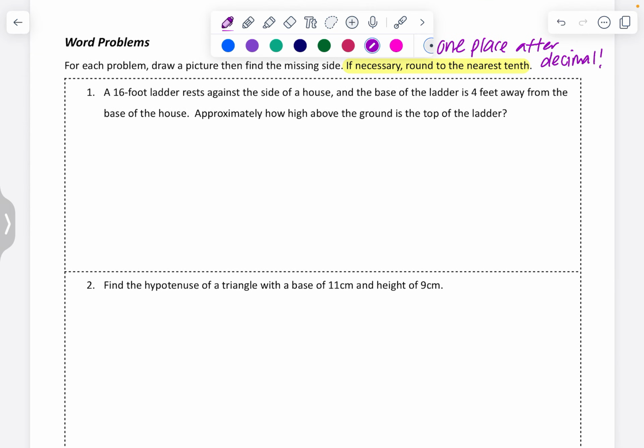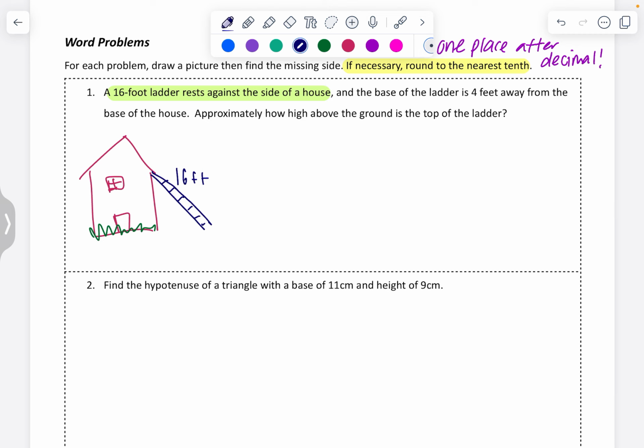Okay, so number 1, it says a 16-foot ladder rests against the side of a house. So this is the first one. So automatically I'm thinking, okay, I have somewhere a house, right? You could go ahead and draw a house. There's my window. Maybe I'll add some grass, right? You get the gist, okay? So there's my house. It's saying that a 16-foot ladder rests against it. So at an angle, here is my ladder. And this ladder is 16 feet.